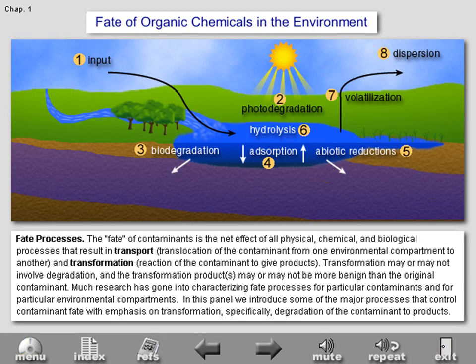In addition to transport, there are chemical reactions that transform contaminants into other chemicals. These reactions may be fast or slow, and the products may be better or worse than the original contaminant. Some of the major transformation processes are shown in this figure.